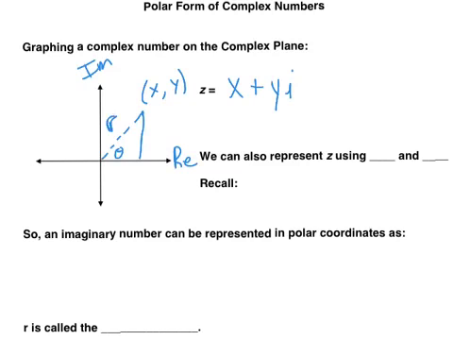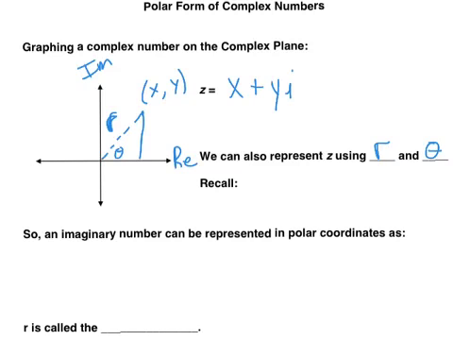So just like we represent Cartesian points in the Cartesian plane, we can also represent complex numbers using the radius and the angle. And what's going to happen is that it's going to be much easier to multiply and raise complex numbers to a power when we put them in polar form.